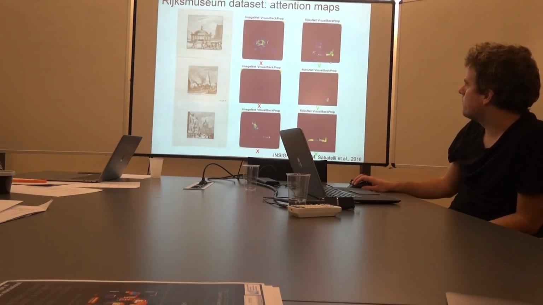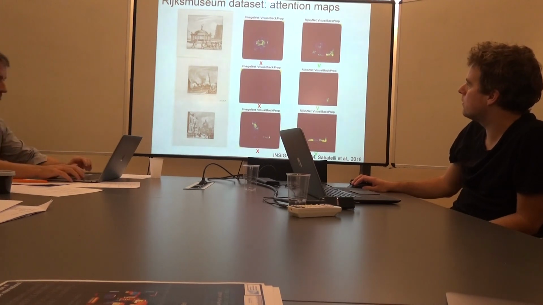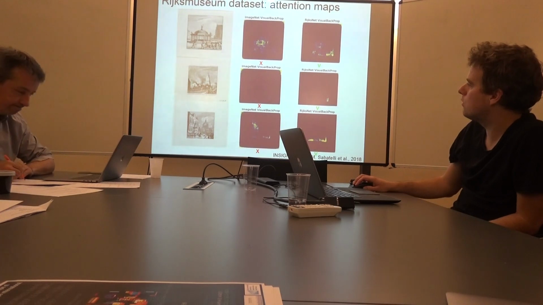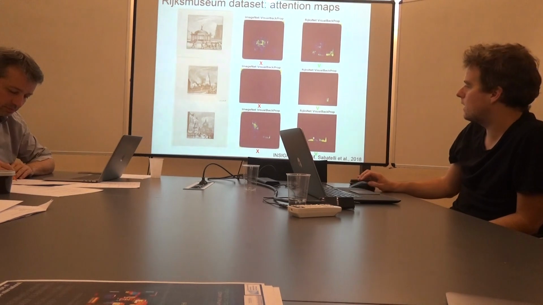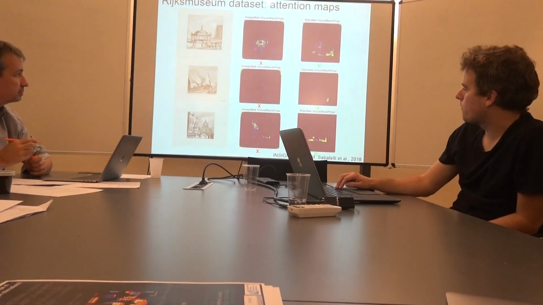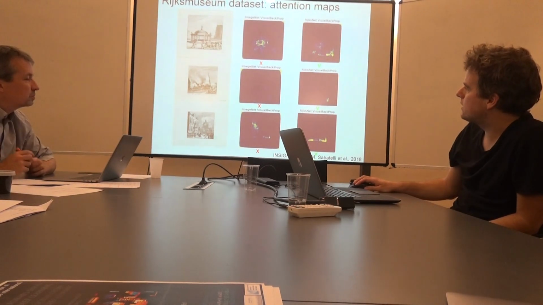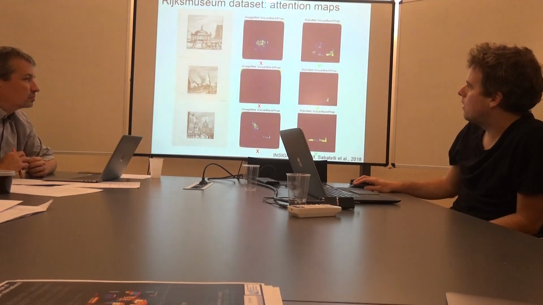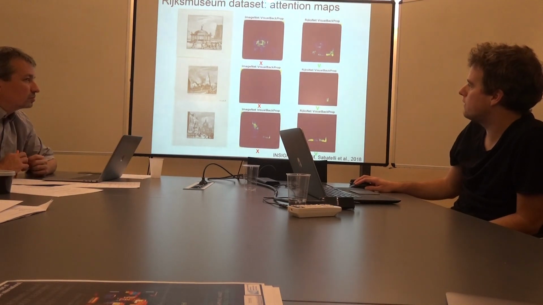What Mattia observed here is that the Rijksnet models seem to focus on the people on the lower side of the images, and this seems to be the factor that allows these networks to recognize the artist. While the ImageNet models tried to recognize the artist, they were focusing on the buildings, but this was not useful to correctly classify the artist.